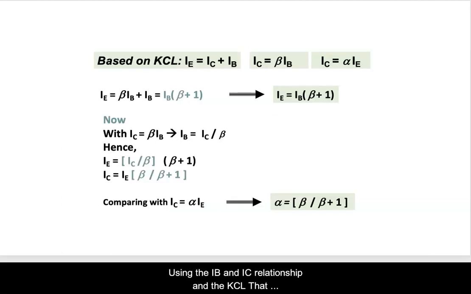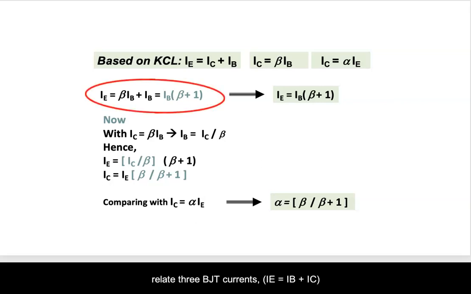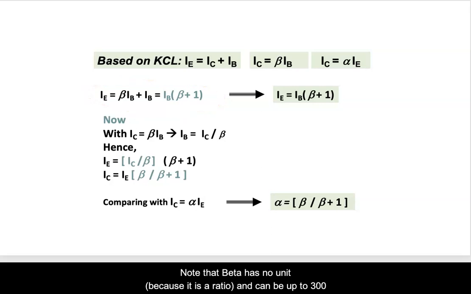Using the IB and IC relationship and the KCL that relates three BJT currents, we can show that IE equal to beta plus 1 times IB. Note that beta has no unit because it is a ratio and can be up to 300 for BJT.